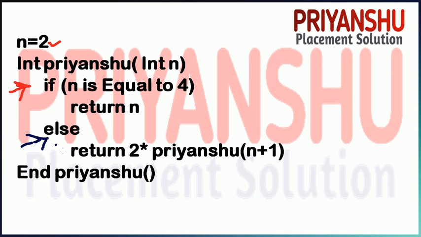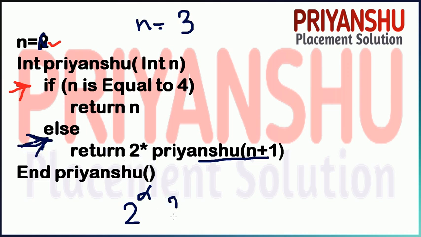Okay, it moves to the else part, then return 2 multiply, and again this function is called with n plus 1. N plus 1 means 3. The value of n is now 3, right? Then again, is 3 equal to 4? No, it again comes to the else part, then return 2 multiply, again function is called with n plus 1. N plus 1 means, friends, now the value of n is 4, right? The value of n is 4. Now friends, if 4 is equal to 4, yes 4 is equal to 4, then return n. The value of n is basically 4, so we return 4.